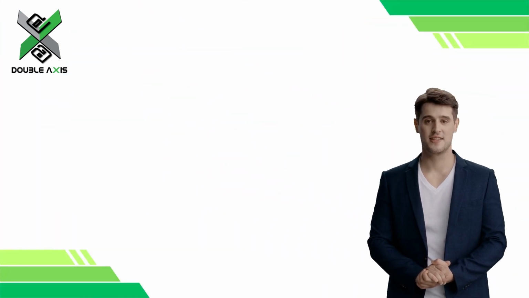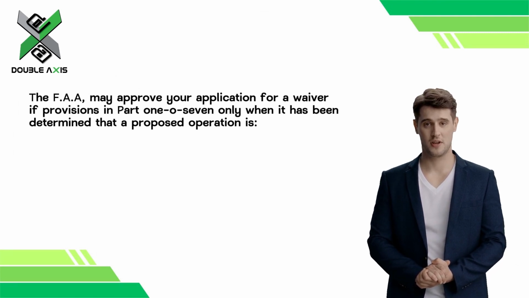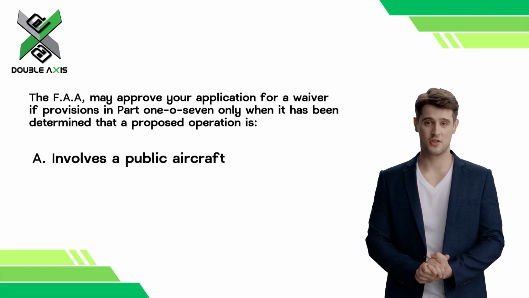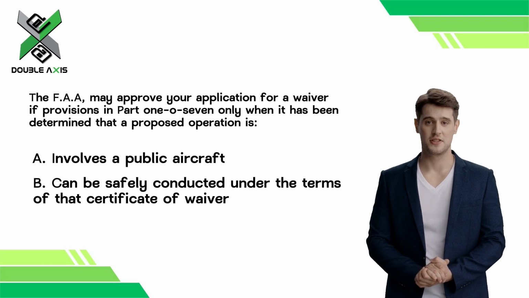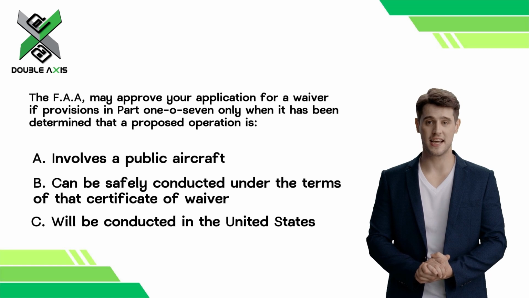Okay, now let's test your knowledge. Question 1. The FAA may approve your application for a waiver if provisions in Part 107 only, when it has been determined that a proposed operation is: A. Involves a public aircraft. B. Can be safely conducted under the terms of that certificate of waiver. C. Will be conducted in the United States.